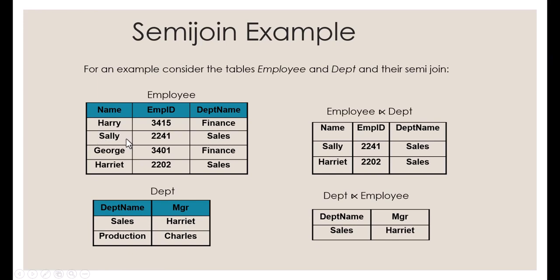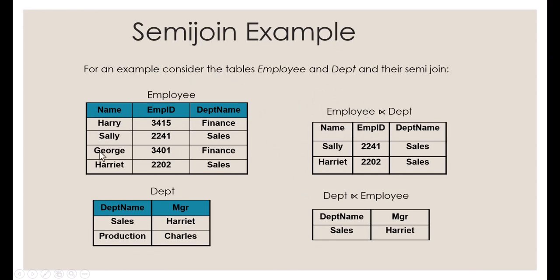Okay, we are looking at Sally, 2241, and then do we have sales? Yes, we are able to find sales here. So we're going to return that row of data, but notice how we're not really returning this manager, right? That's what the semi-join is: it's only going to display the attributes from the left-hand table.